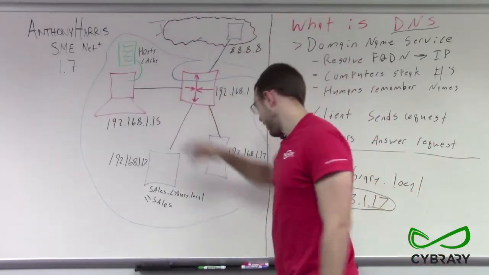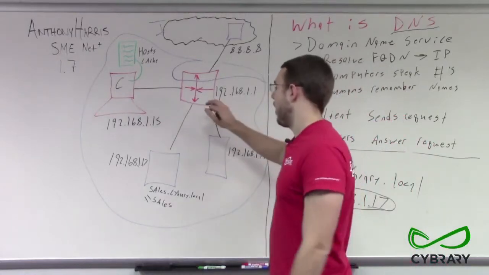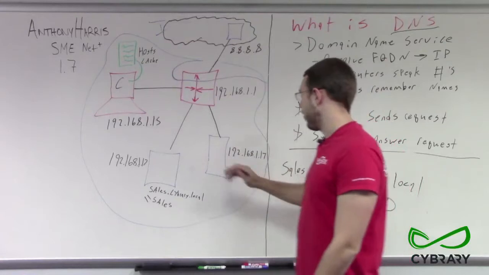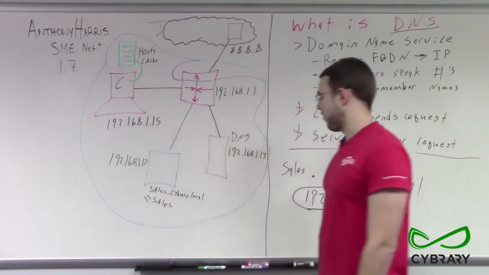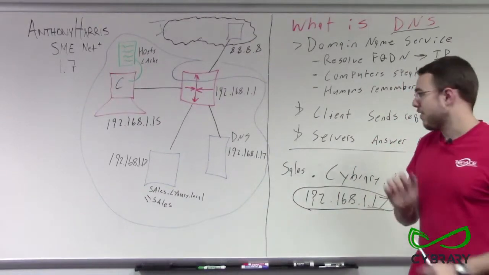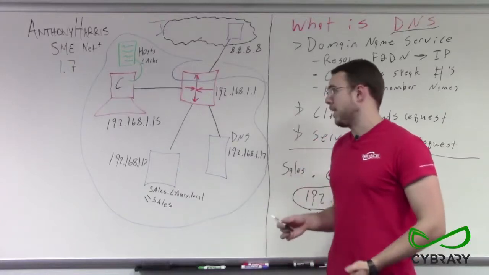So we have our client computer here, and our client computer connects to our router, which connects to our sales server, as well as our internal DNS server. Our internal DNS server is also going to be our domain controller. Now, our internal DNS server is going to provide resolution for our internal names.